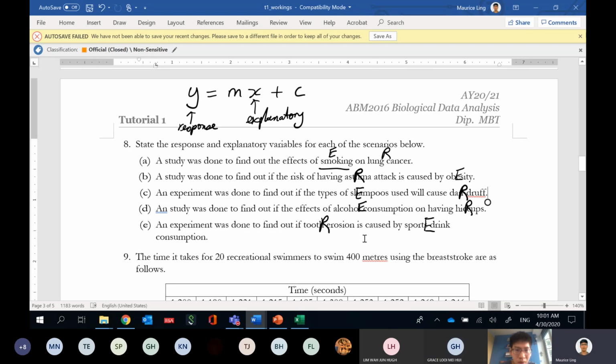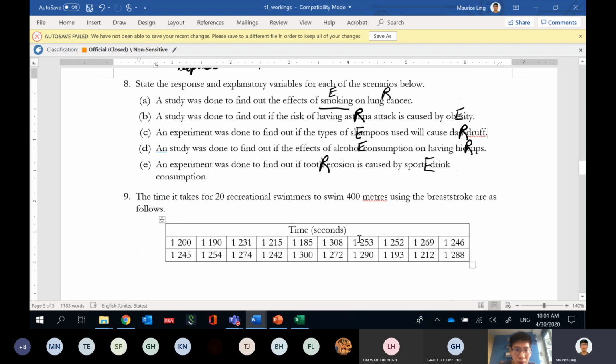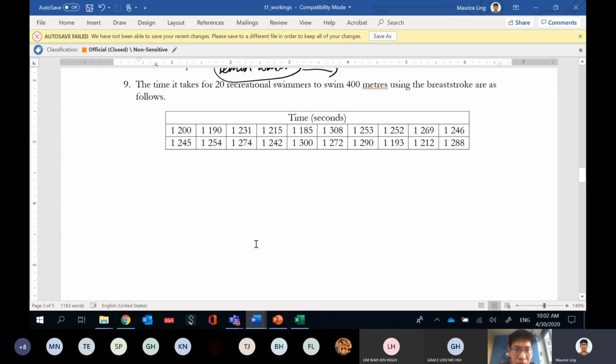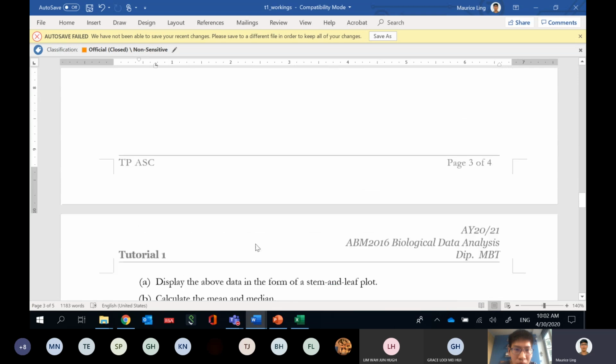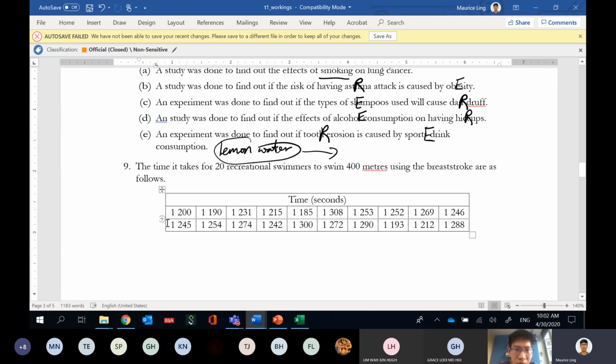I'm sure all of you have heard about people drinking lemon water, right? So lemon water, does it actually over time erode your teeth? Because lemon obviously is acidic, does it erode your teeth? So I will not go through. Let's just work out this.